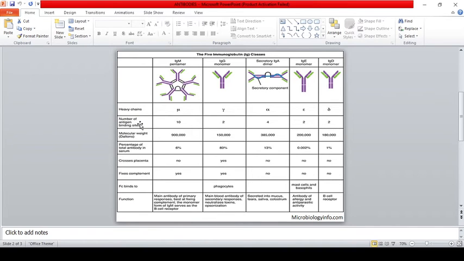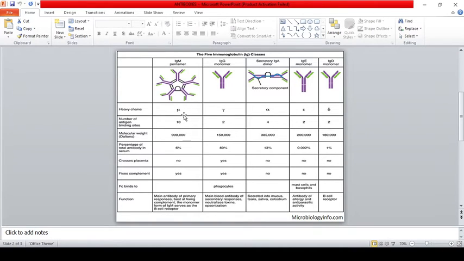Number of antigen binding sites. The highest is 10, since IgM is a pentamer, and each monomer has two antigen binding sites, so it is 10. IgG monomer has 2. IgA dimer has 4 antigen binding sites. IgE has 2, and IgD also 2. So in case of a monomer, it will have 2 antigen binding sites. In case of a dimer, it has 4 antigen binding sites. And in case of a pentamer, it has 10 antigen binding sites.